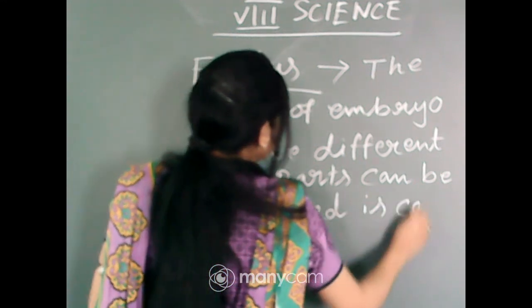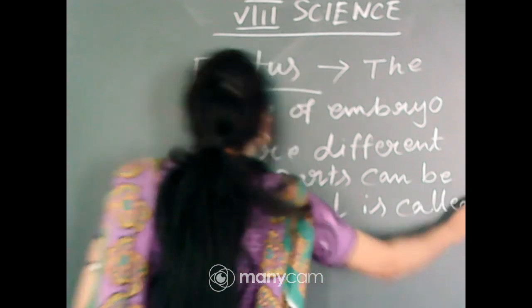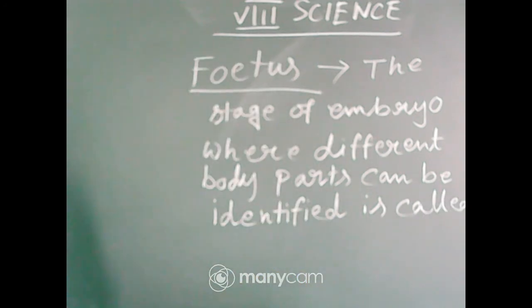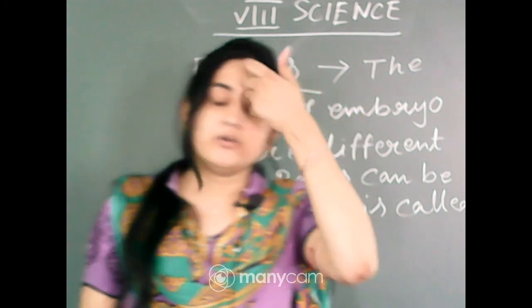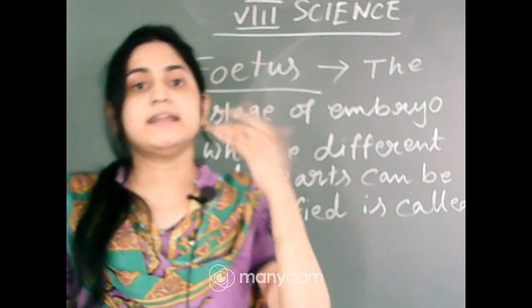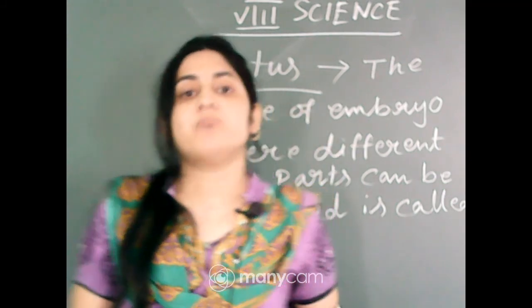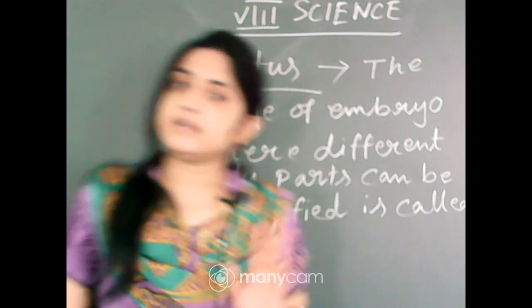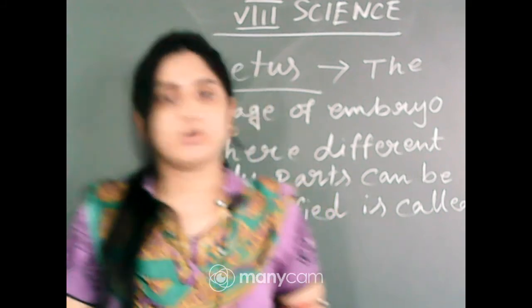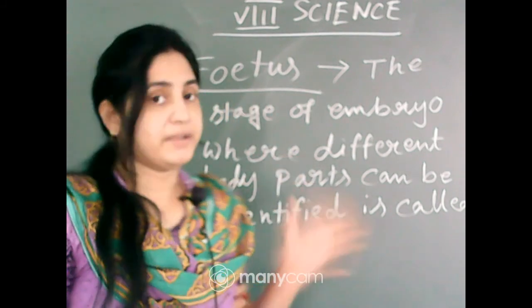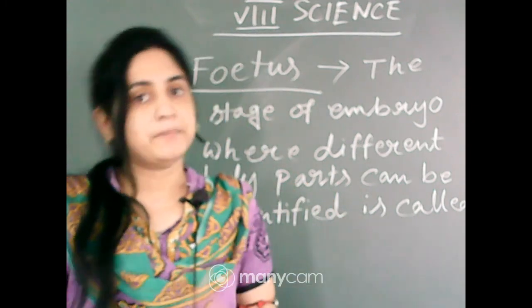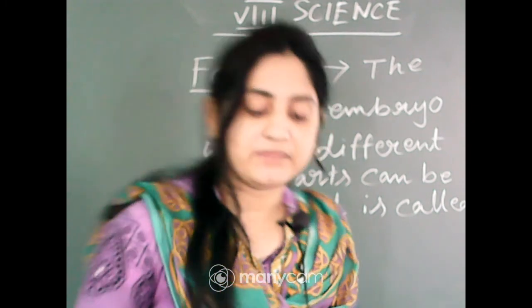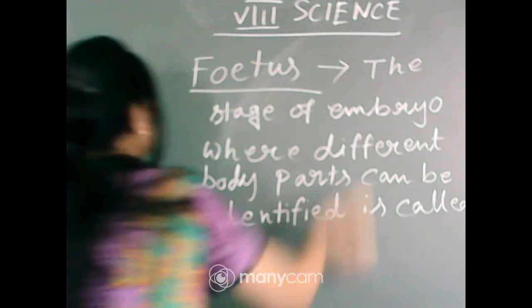is called fetus. Okay, so this is the stage of the embryo. Mainly the difference between the embryo and fetus: in the embryo we cannot identify different body parts, but in the stage of the fetus you can identify the different body parts of a baby. Okay, and embryo is the next step of the zygote and fetus is the next step after embryo. Okay, this is the main difference between the embryo and fetus.